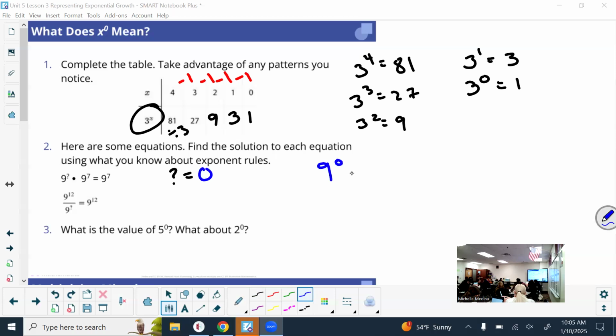Amy? Okay, so the question mark, if it were 0, let's see, does that work? If I were to make it 9 to the power of 0 times 9 to the power of 7, does it equal that? Well, if you apply your product rule that says you can add the exponents, 0 plus 7, does that equal 7? Yes. So that is correct. The question mark should be 0 for that one.